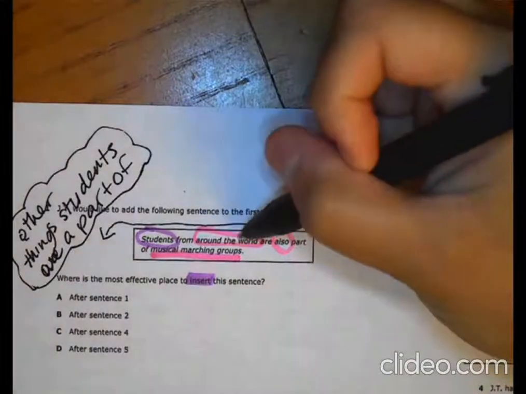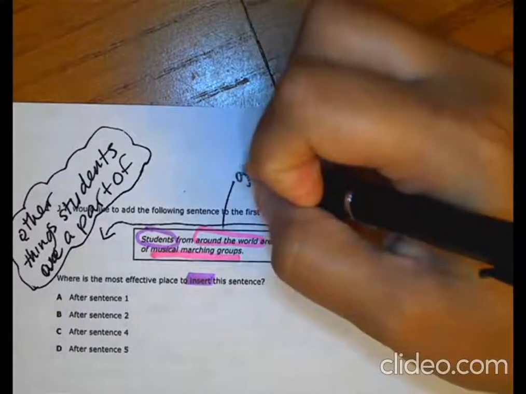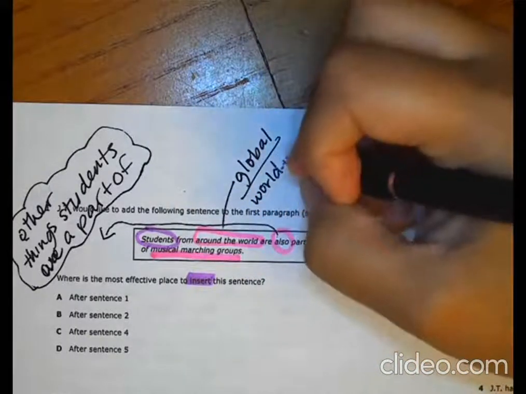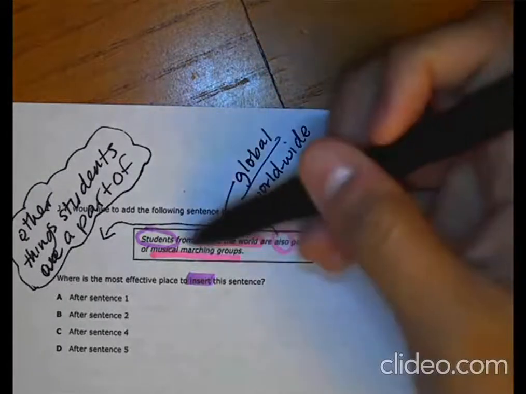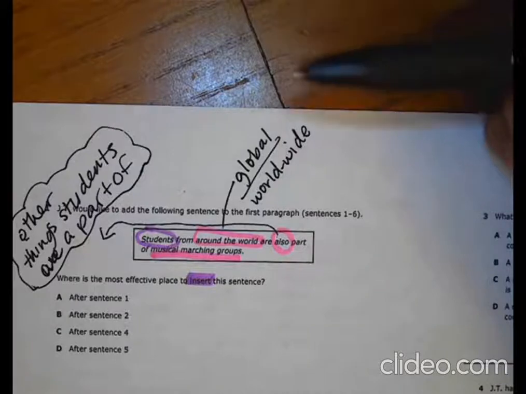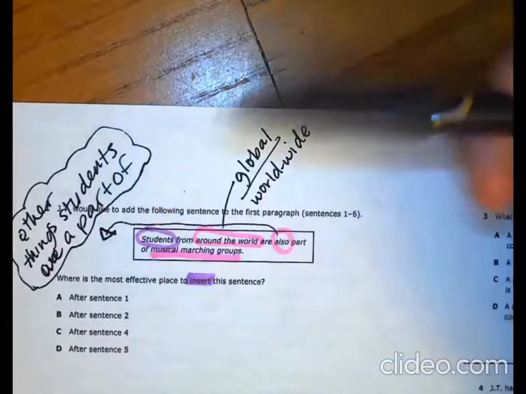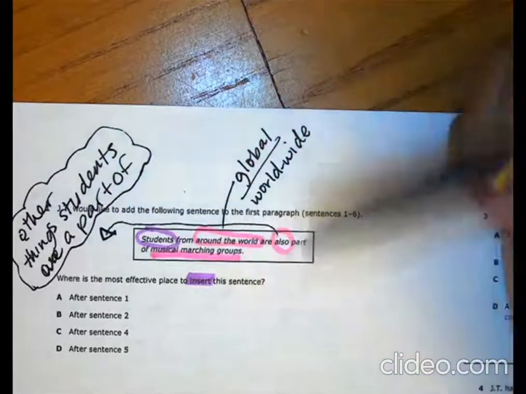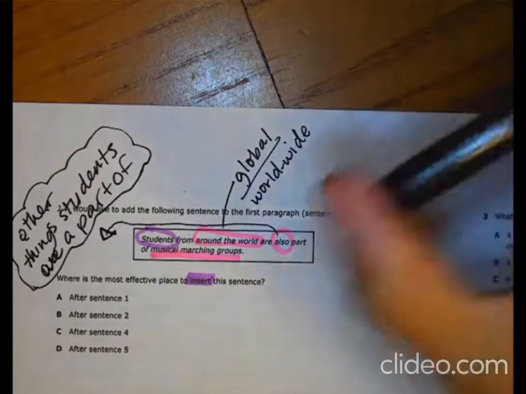Okay. So I know around the world means that something is global, right? Worldwide, maybe. So we're using these things as a checklist, and I'll show you right now. But the biggest clue here was also. This sentence will have to be after some type of mention of this. Okay? So let's go in and let's check.